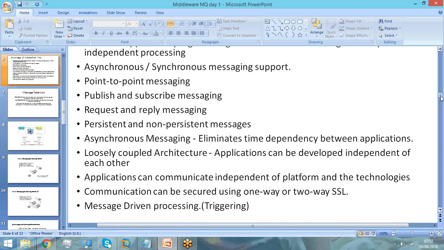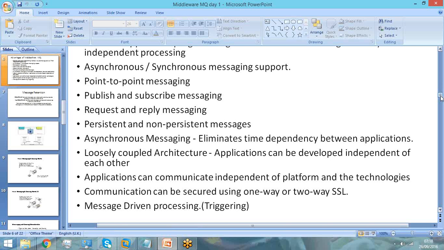An application can be developed in any programming language, deployed in any operating system. It can communicate with MQ. That's another big advantage, that the MQ product is very much prevalent in the market, that it is a loosely coupled architecture. Okay.